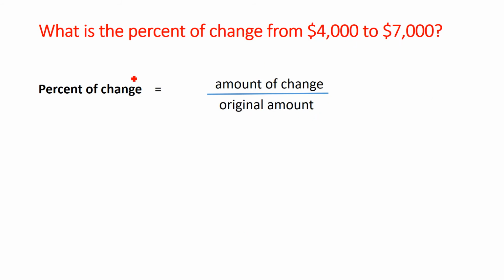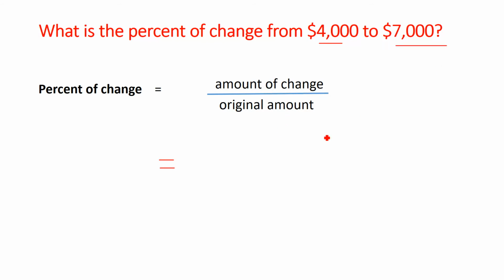This is another example. What is the percent of change from 4,000 to 7,000? In this case, suppose your salary was 4,000, and now your salary is 7,000. What is the percent of change? So you have to use amount of change. If I ask you in the amount or in the figure, you will say 3,000. My salary is increased by 3,000: 7,000 minus 4,000 is 3,000. But in percentage, how will you calculate it?